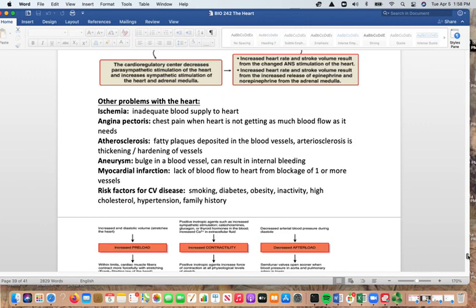An aneurysm is going to be a bulge in a blood vessel. This can be dangerous because it can result in internal bleeding. Myocardial infarctions are a lack of blood flow to the heart from blocking one or more vessels. Myocardial infarctions can be fatal. About 50% of them are fatal in this country. Risk factors for cardiovascular disease: smoking increases it, diabetes increases it, obesity increases it, being inactive, having high cholesterol, hypertension, and a family history.